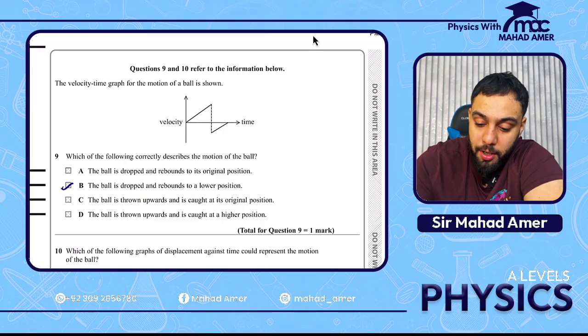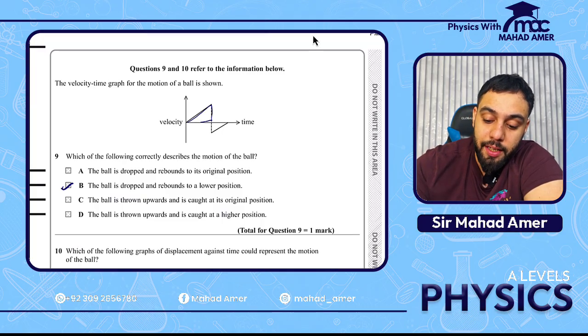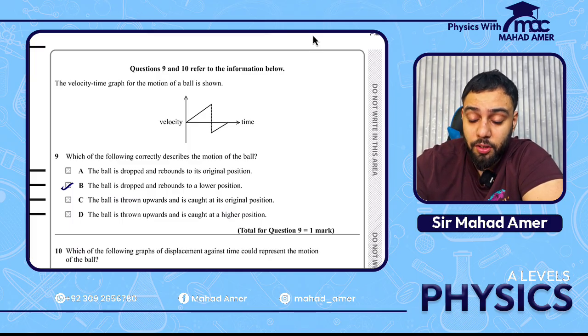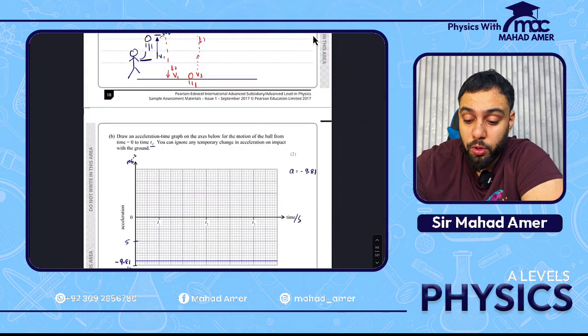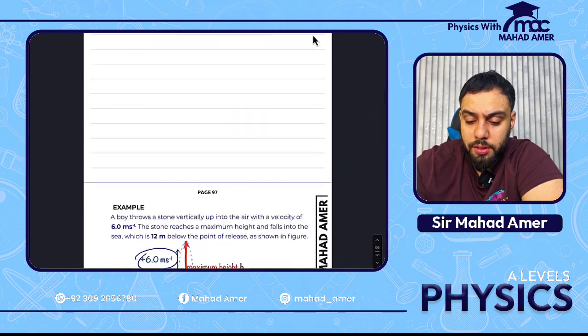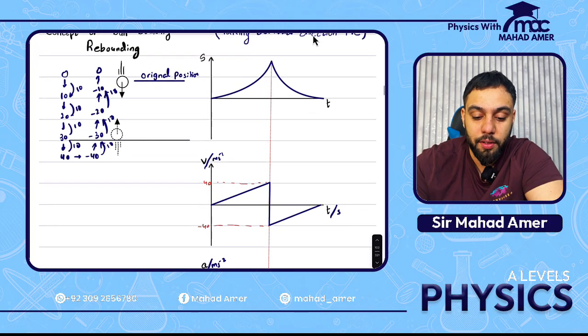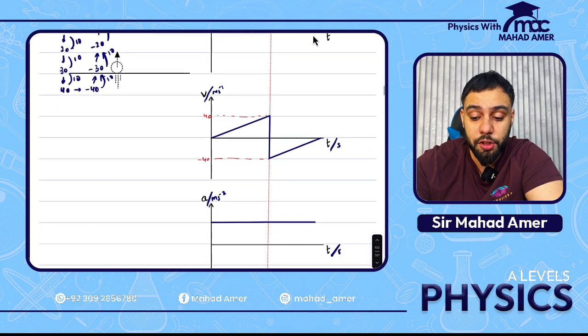No, it does not rebound to the original position because this area and this area is not same. If this area would have been same, it would have rebounded to its original position. Now, this is a concept that I think can be discussed one more time. We have discussed this concept initially, and we did a rebounding concept regarding the elastic collision.